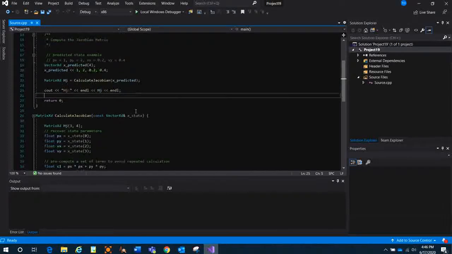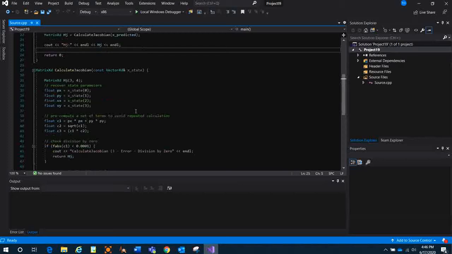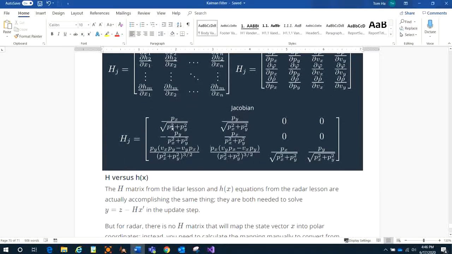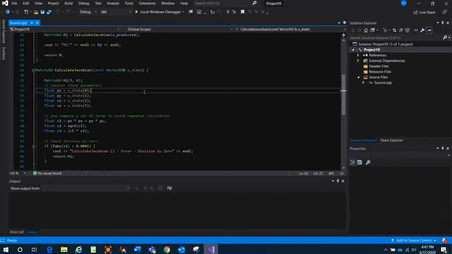But right here, we know the Jacobian is 3 rows and 4 columns, right? And we have px, py. In the Jacobian right here, you see all the values px, py, vx, vy, right? So we say the state x right here, the vector, has 4 values: px, py, vx, vy.